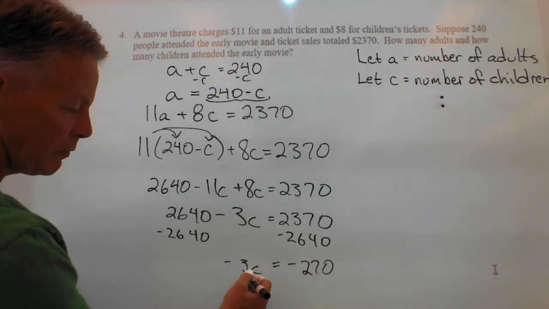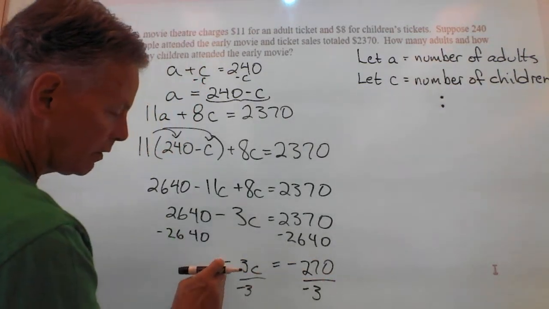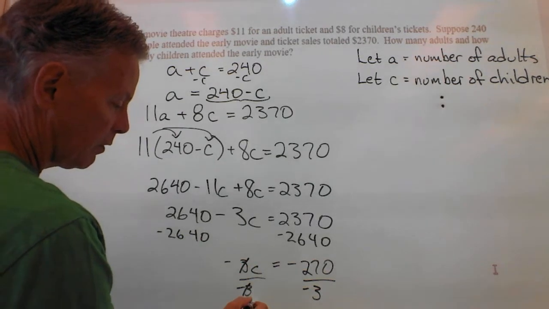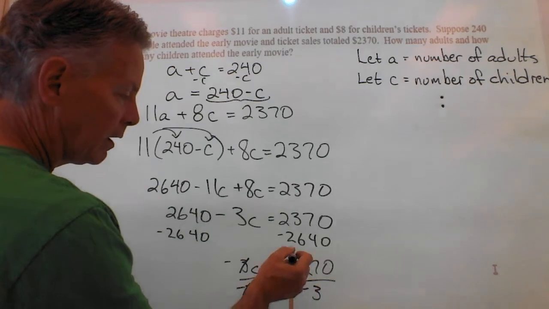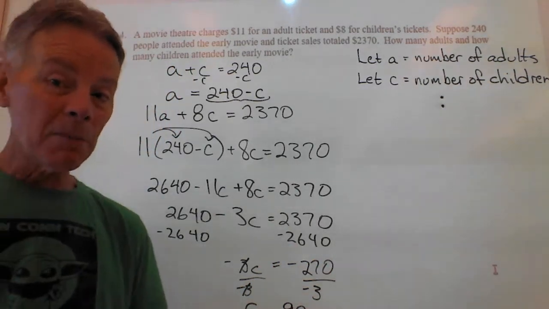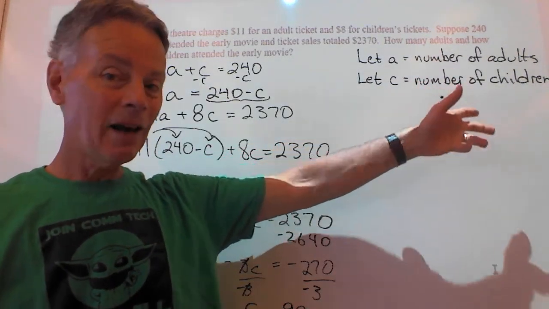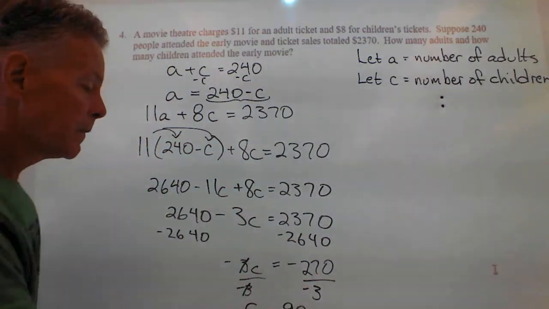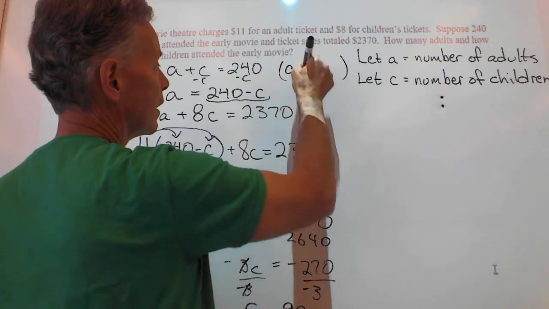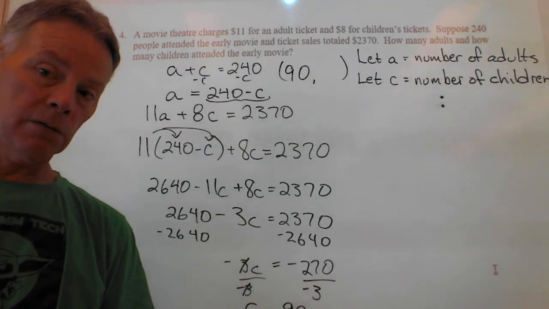Complete the isolation by getting rid of the negative 3. So we're going to divide both sides by negative 3. Again, don't forget, it's a negative you're dividing by. Negative 3 divided by negative 3 will give us positive 1C. Negative 270 divided by negative 3 will give us a positive number. That makes sense, right? Because we're trying to find the number of children, you can't have a negative number of children. Okay? So, C equals 90, and into our solution, we'll plug in our first value. So we know there were 90 children's tickets sold.